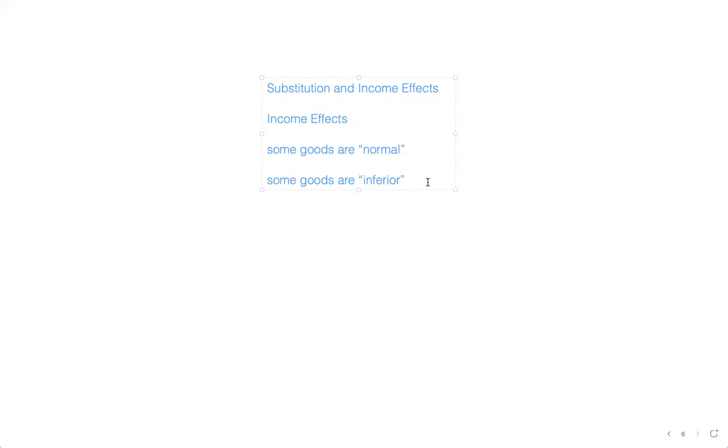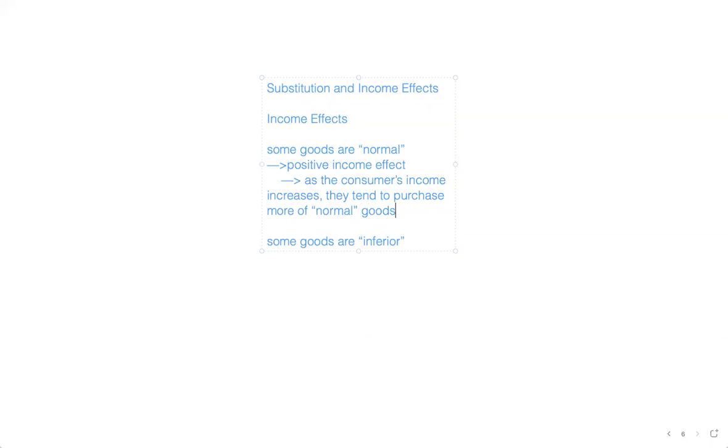And so normal goods, as you might imagine, means that people are behaving with respect to the goods as we would expect they normally do. And the way that it boils down, in terms of describing the consumer's behavior, is that for normal goods, we say there's a positive income effect. And what we mean by that is that as the consumer's income increases, they tend to purchase more of normal goods.